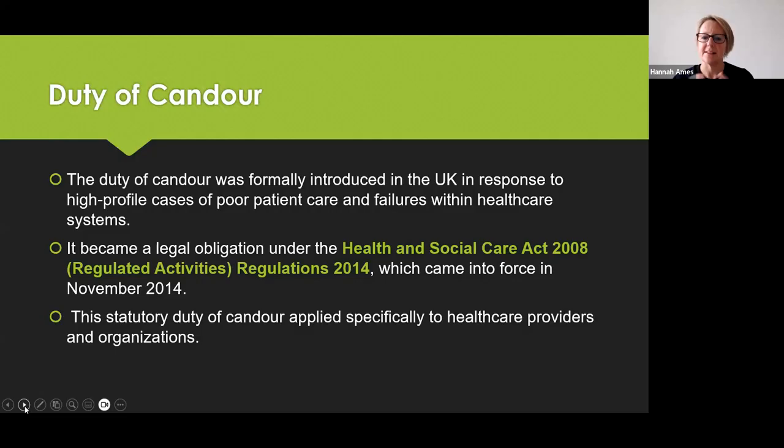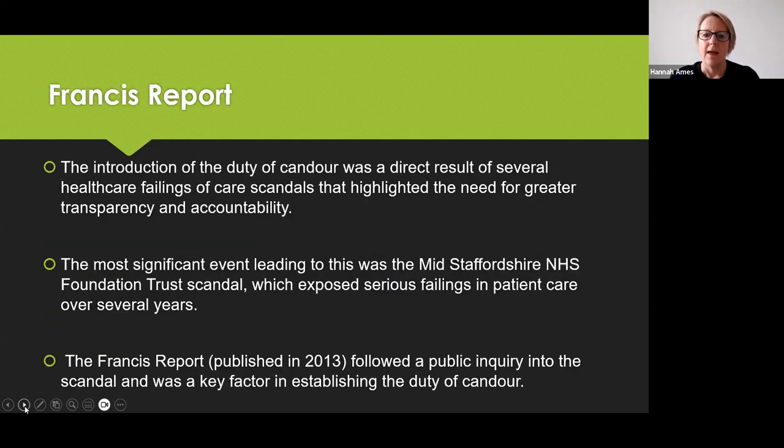This statutory requirement, this legal requirement of duty of candour, applied specifically to healthcare providers and healthcare organisations. And like I said, it came about from these big, high-profile failings in care where patients unfortunately died, and there was quite a lot of system and organisation failings. And it really highlighted the need for greater transparency, and also greater accountability. And the most significant event leading up to duty of candour coming in was the Mid Staffordshire NHS Foundation Trust incident, or scandal as it's called in the newspapers.